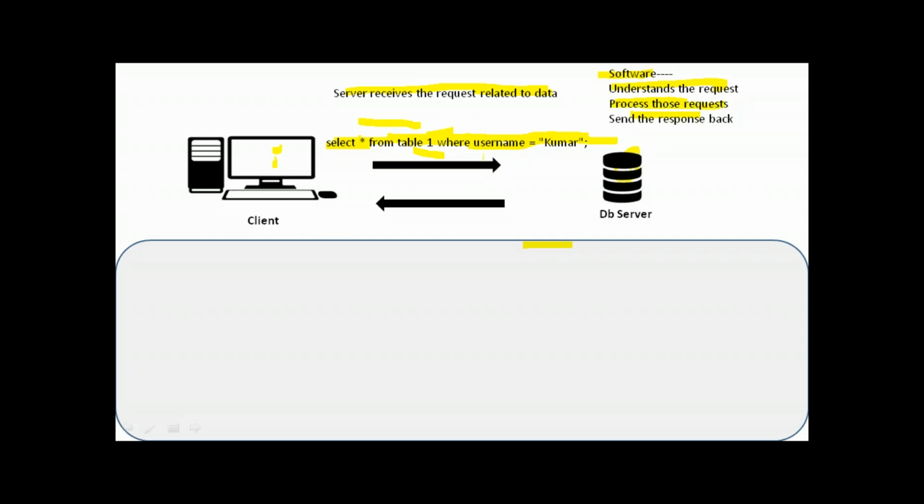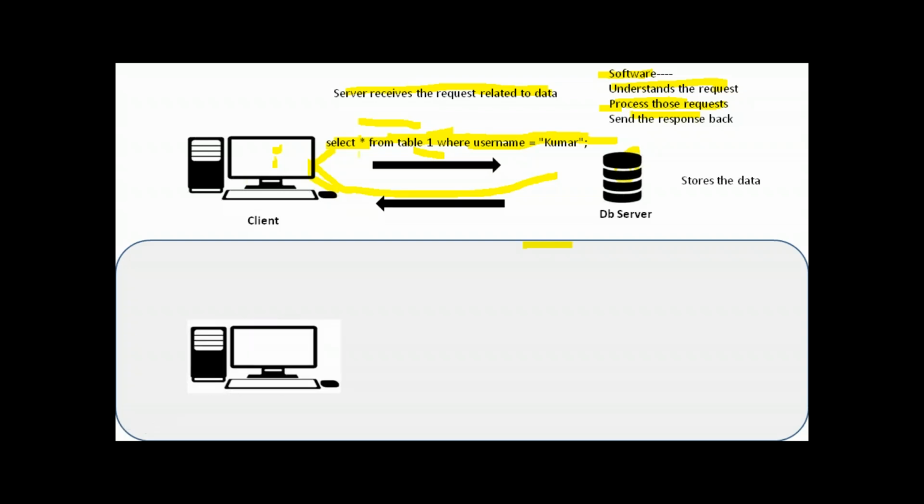Then it will process your request, which means it will go to the table, search for Kumar, pull all the data, and send the response back. That data will be sent back to you, the client. The database server is not only a software which will understand, process, and send. It will also store all the data with itself.